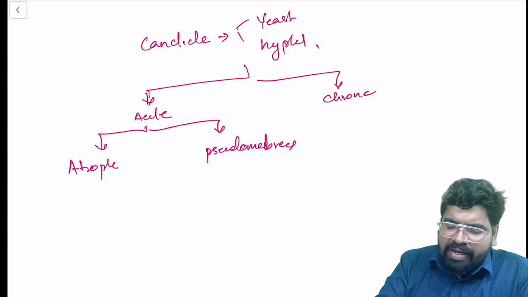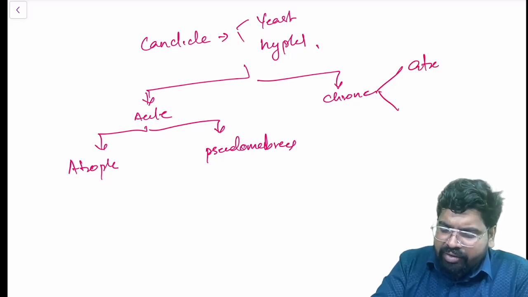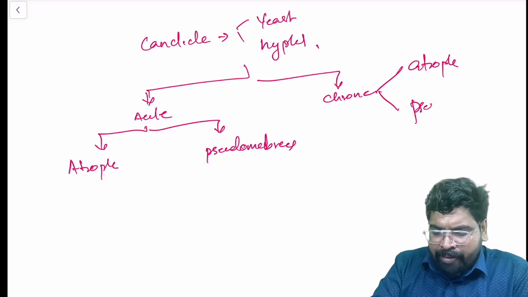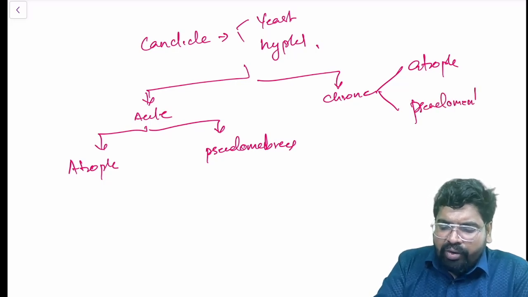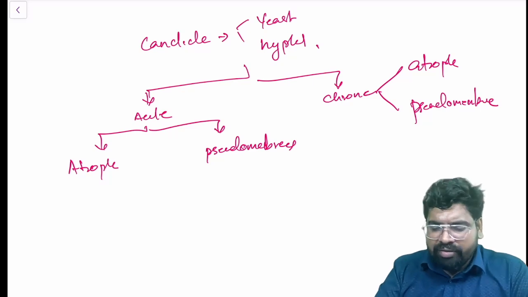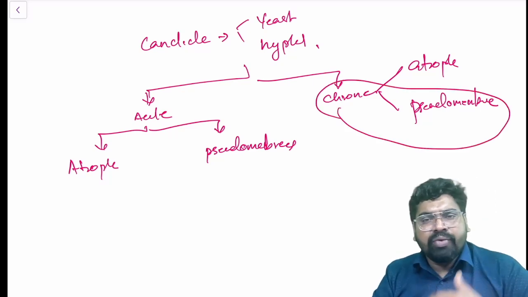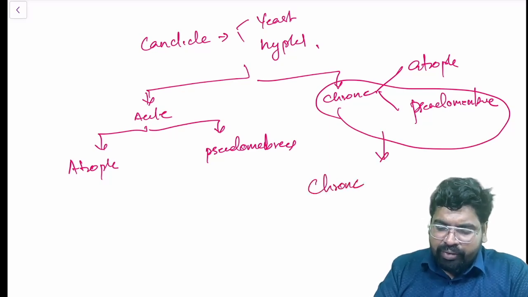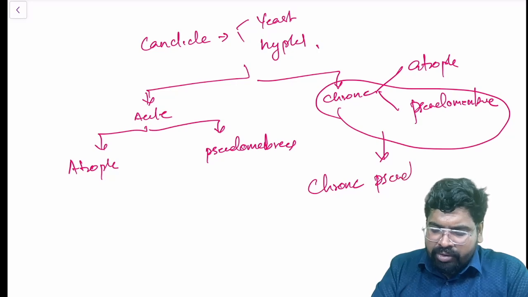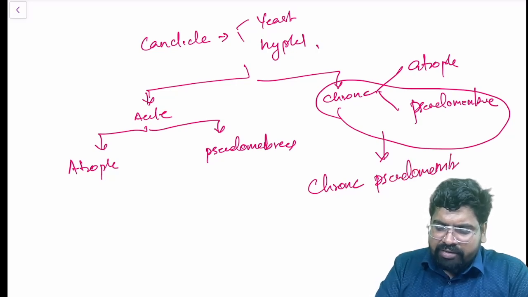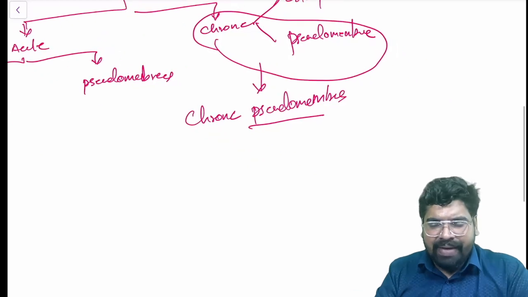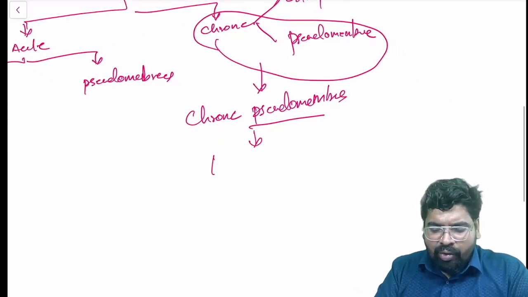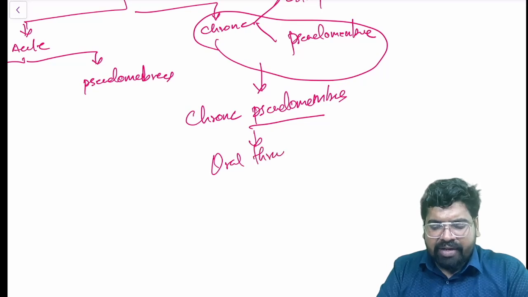Similarly, there is chronic atrophic and chronic pseudomembranous. The chronic pseudomembranous form is the most common form we see, and that is oral thrush. That is the oral thrush.